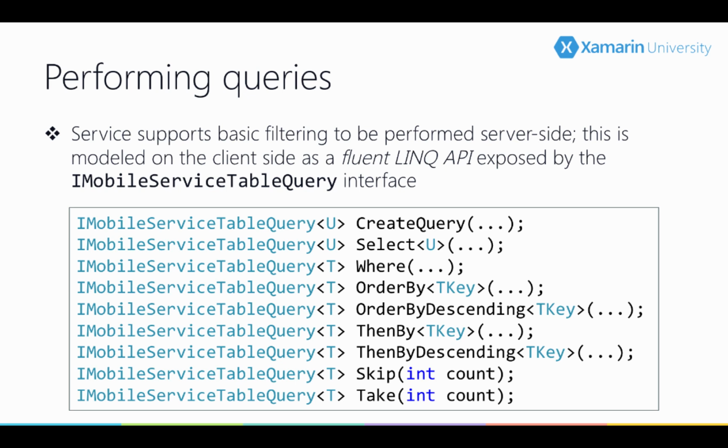The IMobileServiceTable interface has a set of methods to create a query. That query is represented in another interface, IMobileServiceTableQuery. And the query methods provide for standard querying filters such as where, order by, skip, and take. And you'll notice that each query function returns the query, and that allows for a nice fluent syntax. And in addition, the method names conform to the LINQ standard. That means you can use the LINQ query language to construct those queries.